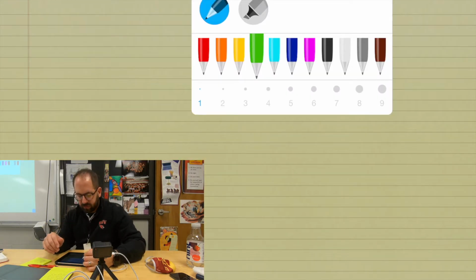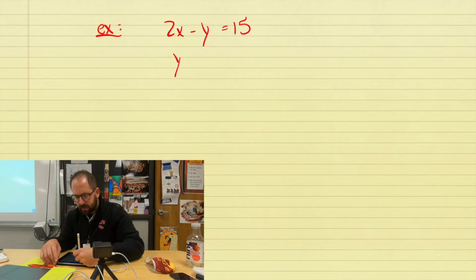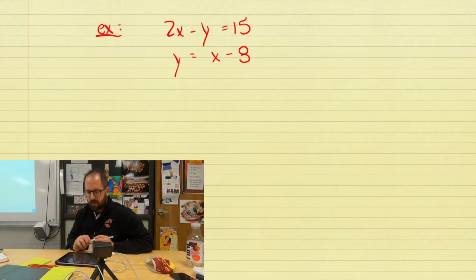So let's try another one here. Let's do one more and then we'll do that elimination method, the stuff we did yesterday. I want to refresh your memory and show you that it will work. All right, so second equation here. It is 2x minus y is equal to 15, and y is equal to x minus 8. So different equations. That's my second problem here.